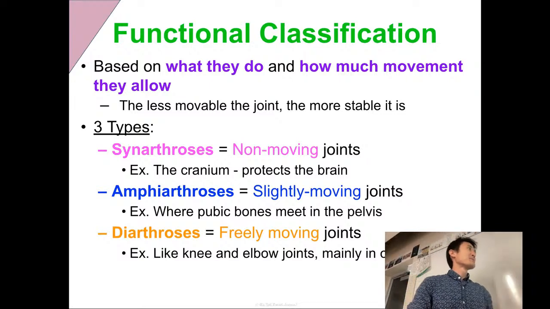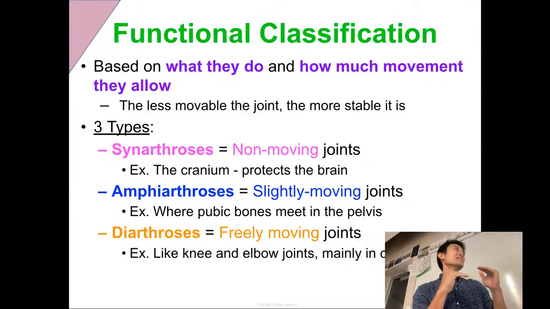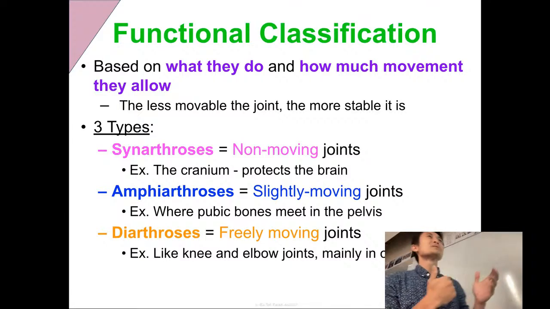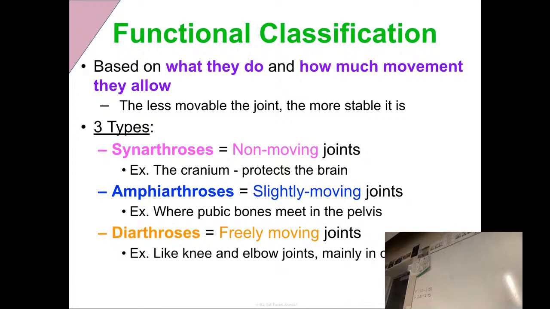Next, you have amphiarthroses. Amphi is kind of like the word amphibian. What is an amphibian? They can live in the wet and on the dry, right? They can live in the water, they can live on land. So these are kind of in between. Slightly moving, sometimes they move, but most of the time they don't move. One really good example of this is the pubic joint. There's a joint right here. This pubic joint shouldn't move very much.